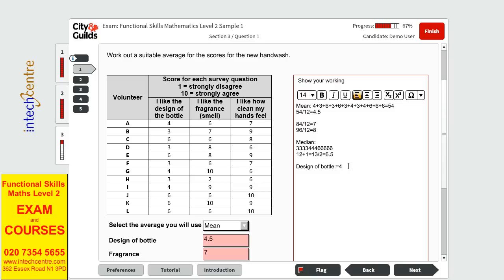Now the next one would be 6 once, twice, 3 times, 4 times, 5 times. 5, and then we have 7 once. Oh, we have a 2 as well. 7 once, 8 2 times, 9 once, and 10 twice.